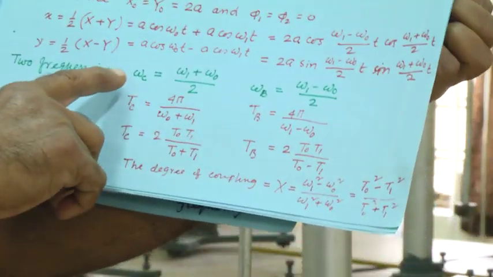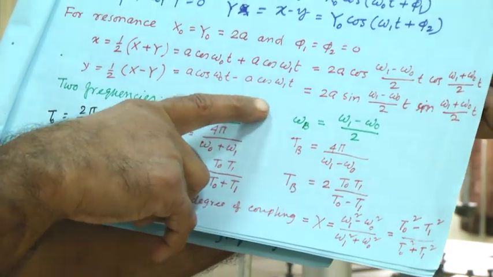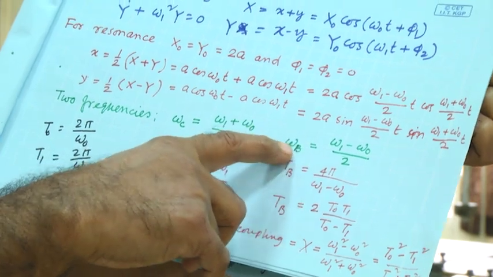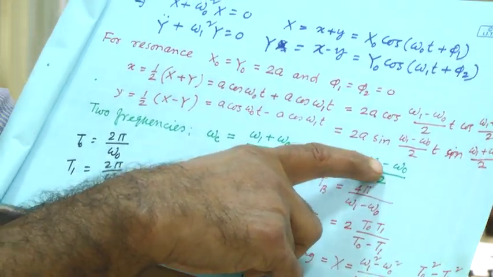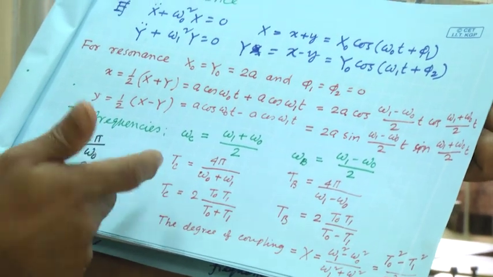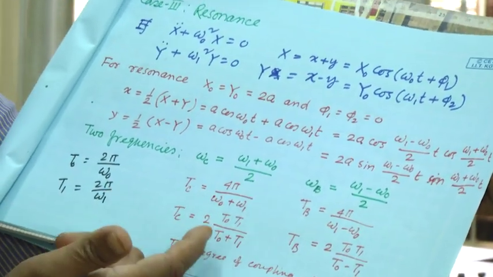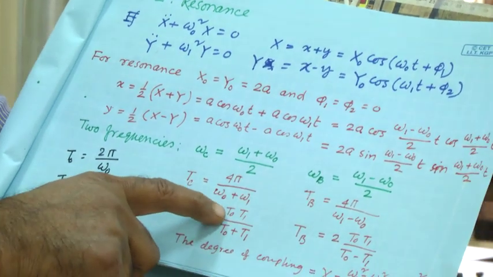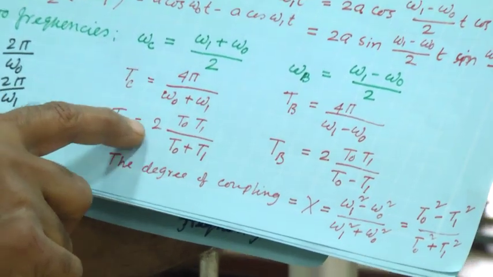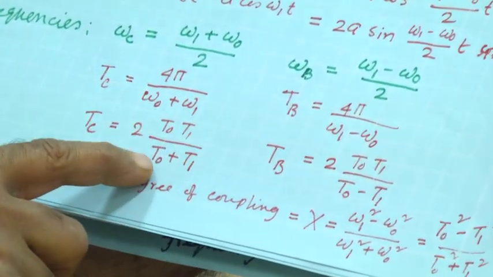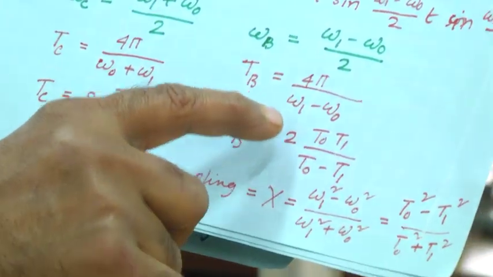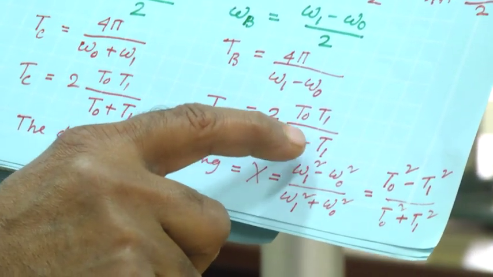So, that is why omega c we have written equal to (omega 1 plus omega 0) by 2, and omega b, the beat frequency, equal to (omega 1 minus omega 0) divided by 2. Okay. So, omega you can convert in terms of time period, T 0 and T 1. Here I have shown the relation: T c equals 2 T 0 T 1 by (T 0 plus T 1), and T b equals T 0 T 1 into 2 divided by (T 0 minus T 1).